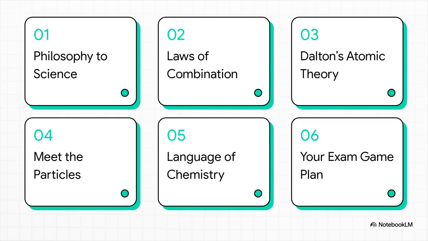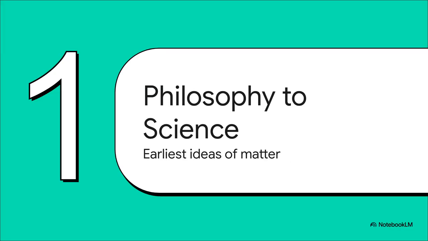Here's our simple roadmap for our revision today. We'll start from the very beginning, with the ancient philosophical ideas about matter. Then, we'll see how those ideas led to real scientific laws. After that, we'll look at Dalton's famous atomic theory, get to know the key particles like atoms and molecules, and then learn how to write chemical formulae, the language of chemistry. And finally, we'll wrap up with a solid game plan for your exams. All right, let's start at the very beginning.